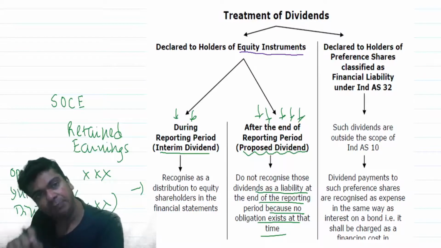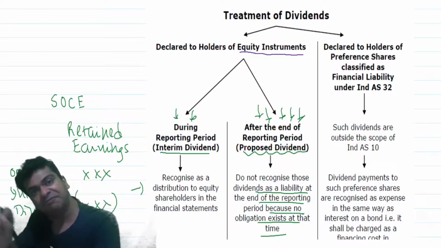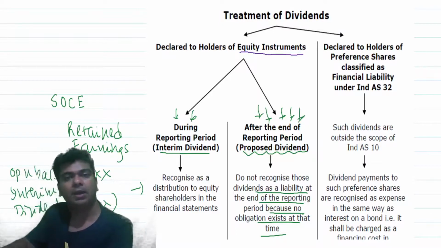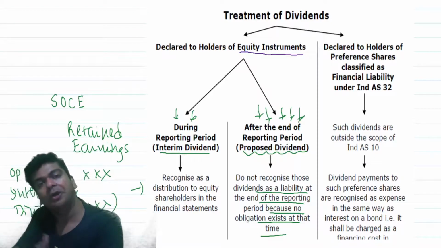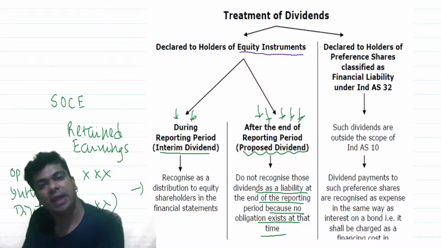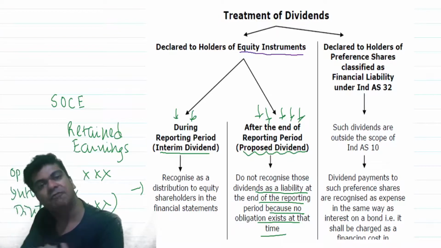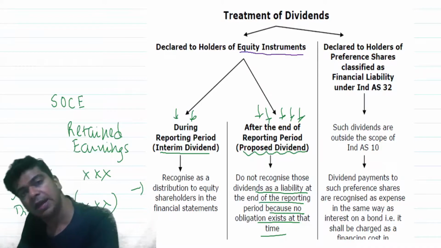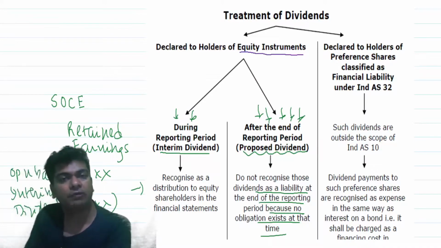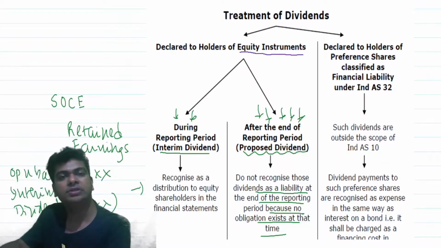The moment you say that preference shares are redeemable on a definite date, or the date will be determinable in future, you are again creating a contractual obligation of delivering cash. These kinds of preference shares will become financial liability. But at the end of the day, they are preference shares, and on preference shares I will pay preference dividend. What should be the treatment of preference dividend paid on those preference shares which are classified as financial liability? Such dividend is outside the scope of Ind AS 10. You have to apply Ind AS 32 over here.